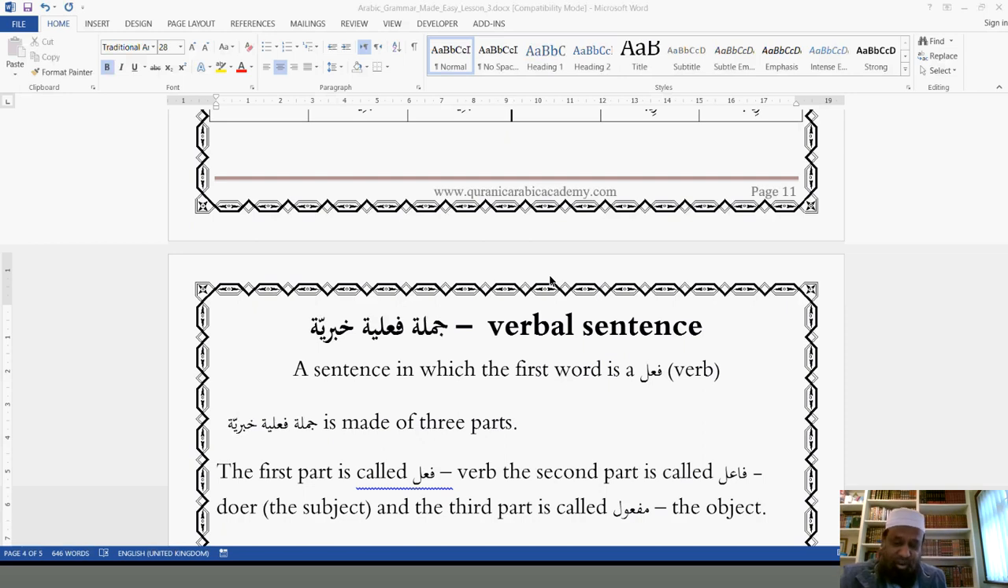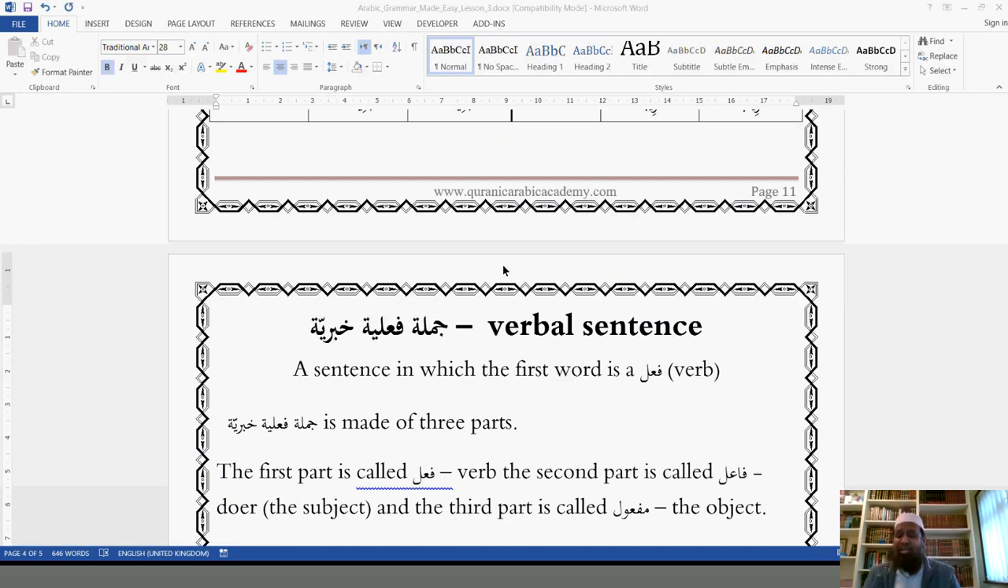But remember, we have to start with a fi'l. If we start with a noun, we're going to Jumla Ismiya now. Arabic is flexible. You can start with any sentence you like. If you want to start with ism, that will be Jumla Ismiya. If you want to start with a fi'l, same thing. You have to start with a fi'l. Arabic is flexible.